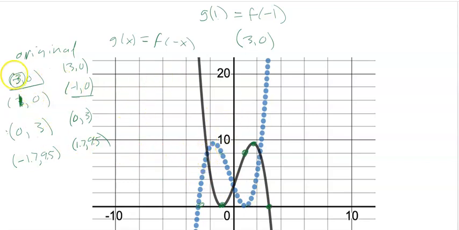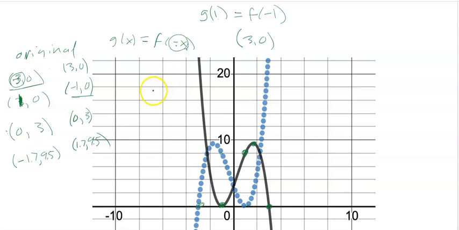So the way you would find some points to graph on your new function is write down some points that are on the original function, and for each x-coordinate, in this case, you just change the sign. You're dividing by a negative 1 technically, but you're changing the sign because all I've done is change the sign of x here.